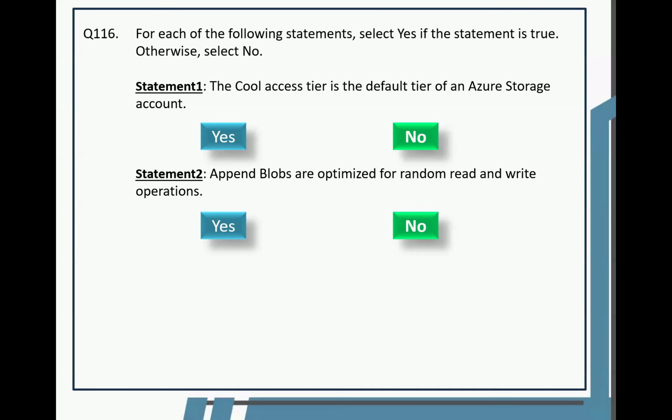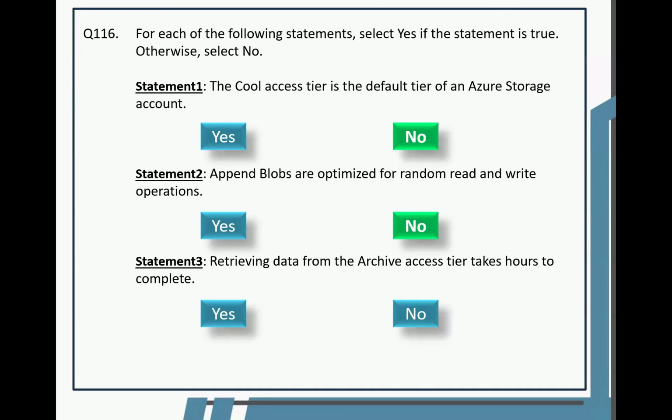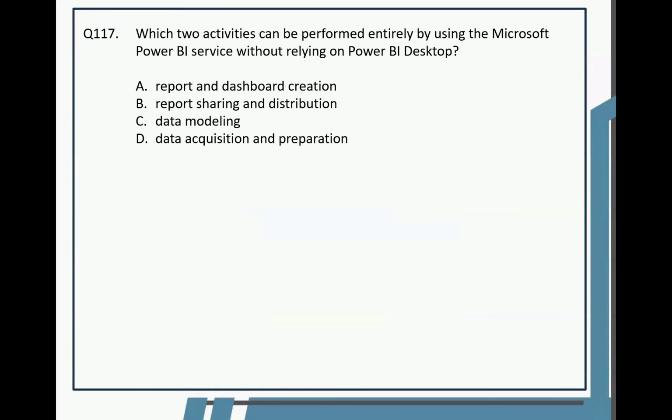Let's move on to third statement. Retrieving data from the archive access tier takes hours to complete. This is a correct statement. Retrieving data from the archive tier in Azure Blob Storage requires a rehydration process which can take several hours depending on the priority.